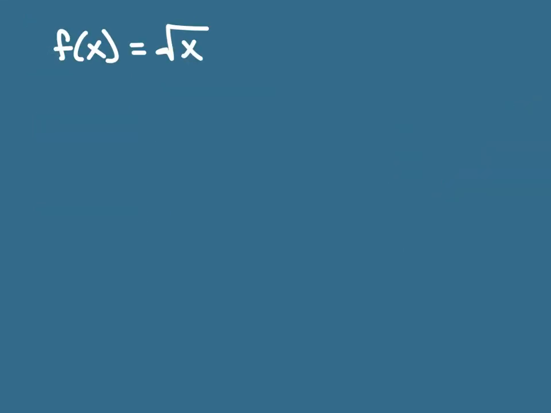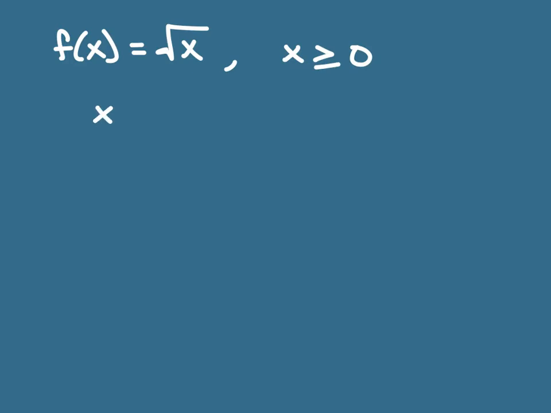Okay. The next parent function that we have is f of x is equal to the square root of x. On this one, what we have to remember is that whatever we put underneath our radical has to be greater than or equal to 0. We can't take the square root of a negative number, so we can't plug in negative values. And so that's our domain for this.